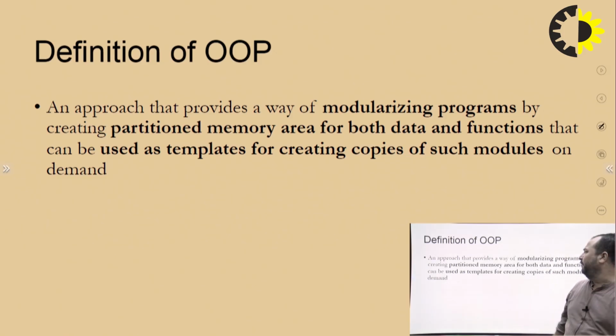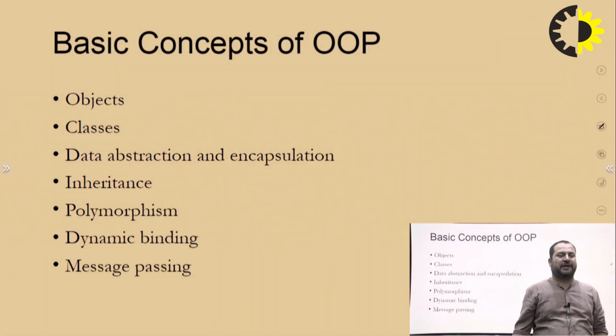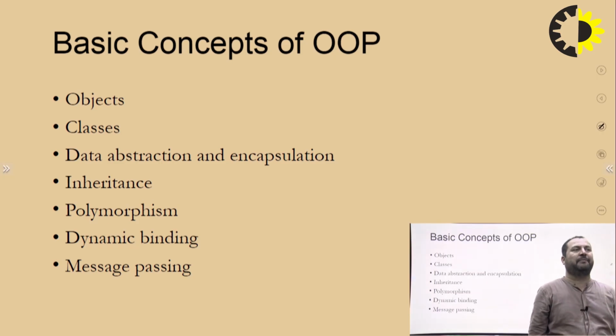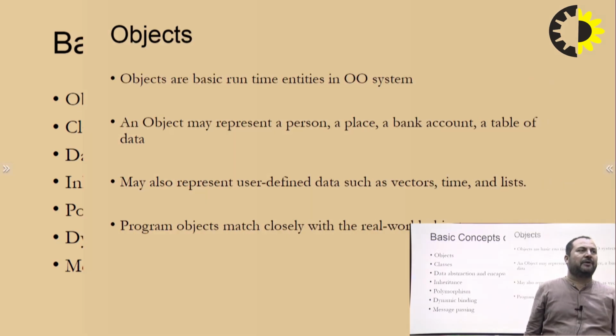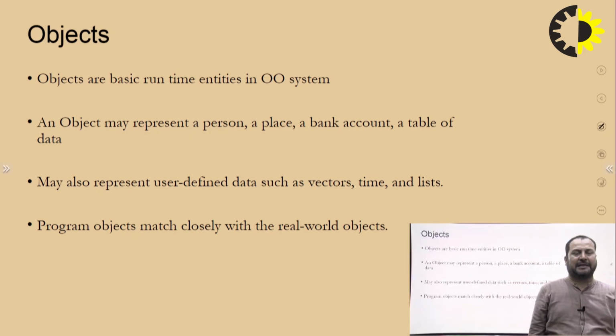Further we can explore that it is an approach which provides a way of modularizing programs by creating partitioned memory area for both data and functions that can be used as a template for creating copies of such modules on demand, okay. These are the concepts associated with object oriented programming: object, class, data abstraction, encapsulation, inheritance, polymorphism, dynamic binding and message passing. We will explore all these topics little by little, okay. Objects are nothing but variables of type class, and class is a user defined data type, that is all, okay.